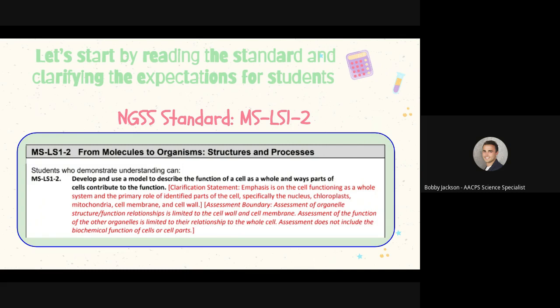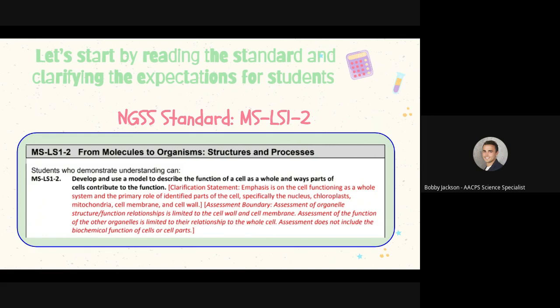There's a clarification statement for this performance expectation. Emphasis is on the cell functioning as a whole system and the primary role of identified parts of the cell, specifically the nucleus, chloroplasts, mitochondria, cell membrane, and cell wall.